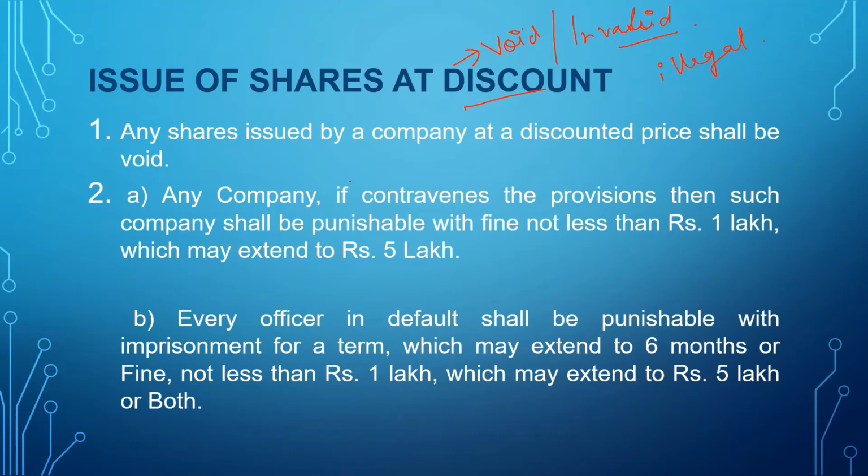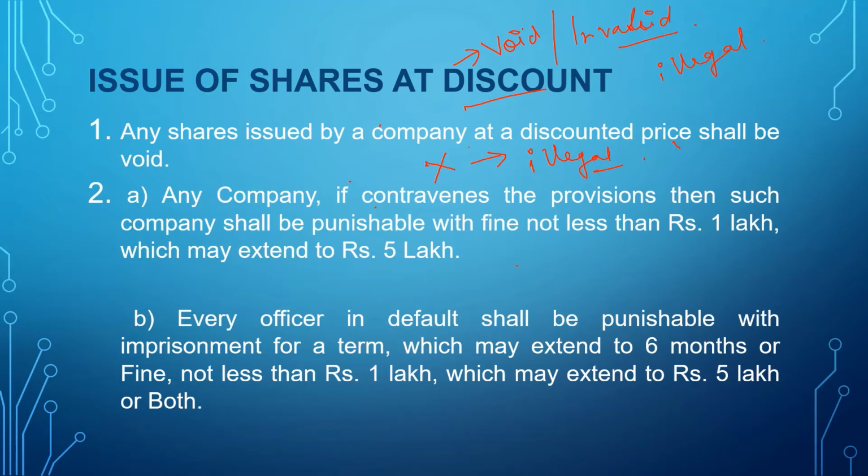So this is the first point, that if a company wants to issue shares at a discounted rate, then this is actually null and void. As per law, this is illegal. They cannot do it. If they do so, then they are contravening the rules. Now come to the second one.